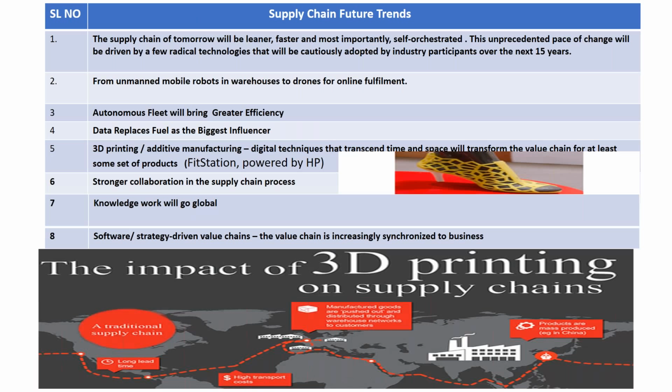Now, that was the evolution. How does our supply chain look in the next 5-10 years? It's very obvious the supply chain will be very lean, fast and self-orchestrated. Mobile robots and drones will be operating. Autonomous fleets will bring greater efficiency, and data replaces fuel as the biggest influencer. It means, for example, 3D printing, which is also known as additive manufacturing. These are some of the digital techniques that reduce your cycle time.